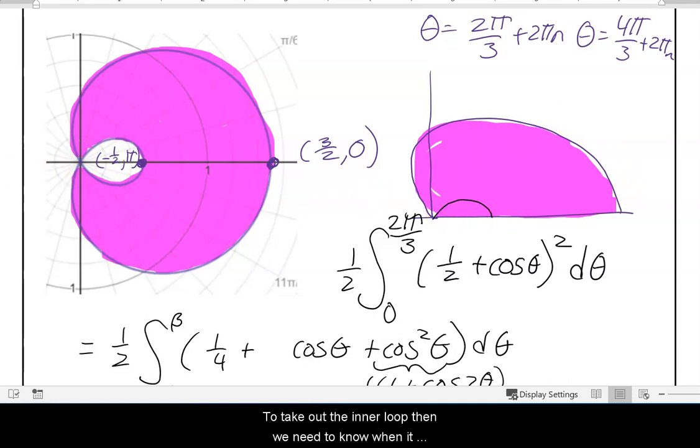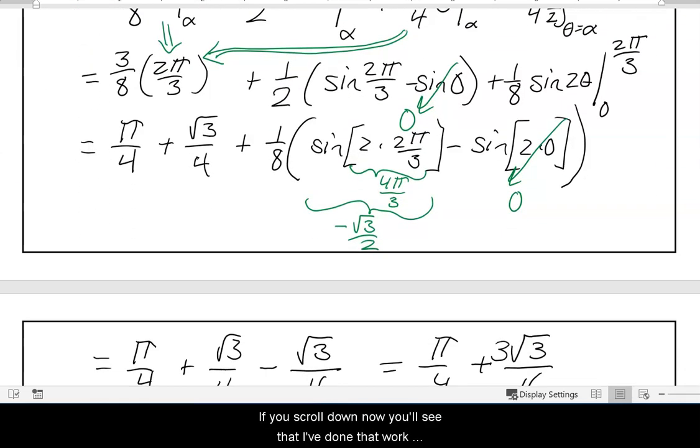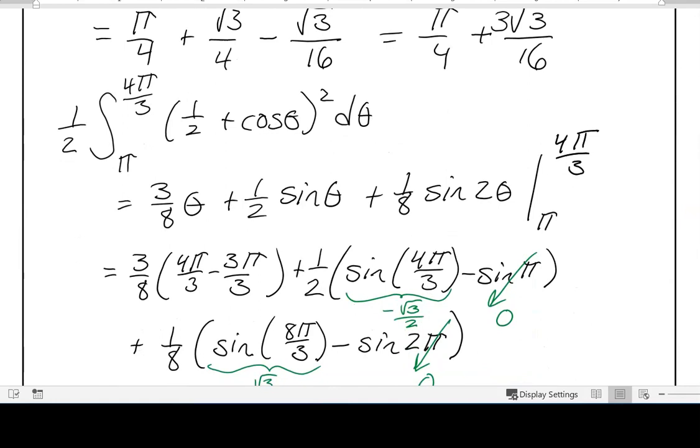To take out the inner loop, then, we need to know when it reaches the pole. We know it reaches the pole the first time at 2π/3 and the second time at 4π/3. We know that this point halfway across is π, so we can integrate from π to 4π/3 to get the upper half, or 2π/3 to π to get the lower half. Since it's symmetric, it doesn't matter which half you compute. If you scroll down now, you'll see that I've done that work for you below here. I chose to do the upper half of the loop since that was in fact the one we wanted to carve out. Not that it matters since they're exactly the same.